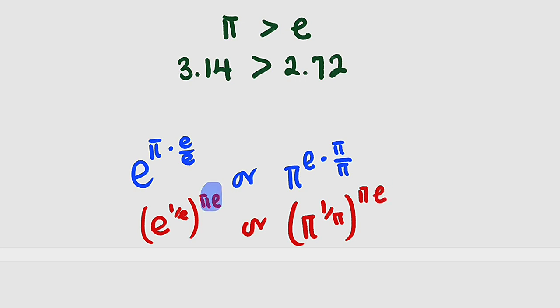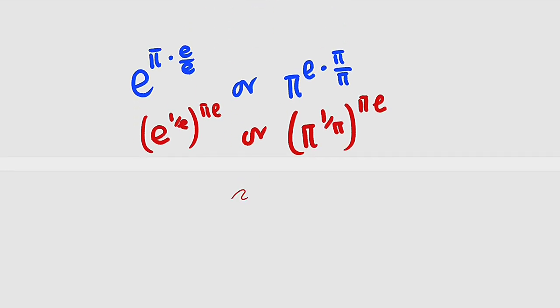Now you can see that the exponents are exactly the same. The question is, which one is greater between e to the 1 divided by e and pi raised to the power of 1 divided by pi? We still don't know, but it looks exactly like x raised to the power of 1 divided by x, right? So it resembles x raised to the power of 1 divided by x. If that is the case, let us graph this function.